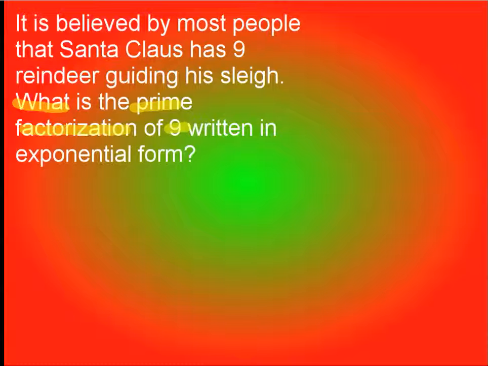Well, they use a couple of words here that you should know: the word prime, and the word factor in the word factorization. A factor is just a number that makes a product. So for example, 2 times 2 are factors of 4, or 3 times 2 are factors of 6.